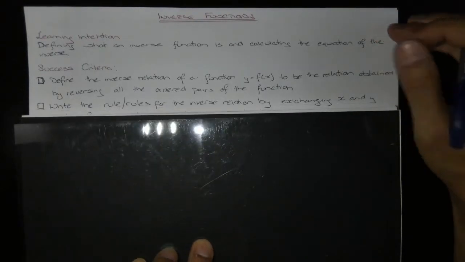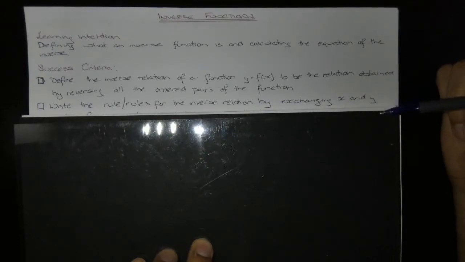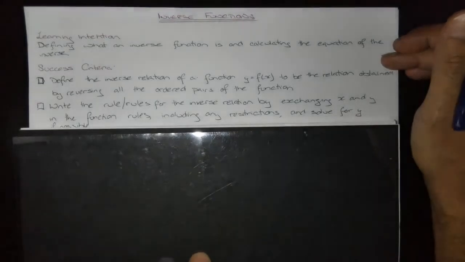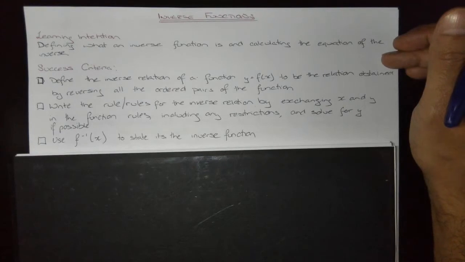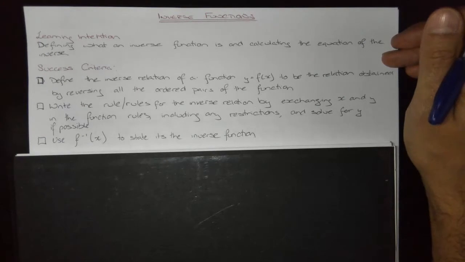Note that I changed it from a function to a relation. So that gives you warning bells that when we're doing inverse, most functions turn to relations. In the function rules, including any restrictions, solve for y if possible. Use f to the power of negative 1 of x. That's a notation to state that it's the inverse function. And I'll state it now, it's not the same as 1 over f of x, or the reciprocal.